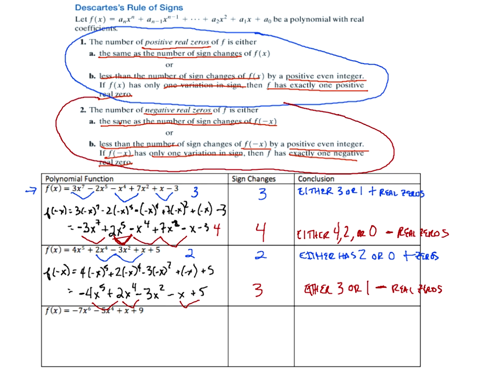Okay, last one. First, I'm going to just locate the sign changes with f of x. I have 1. Okay, so we're told right here if it has exactly 1 variation in sign, it has exactly 1 positive real zero. So this has 1 positive real zero. All right, now I just need to figure out what f of negative x is.